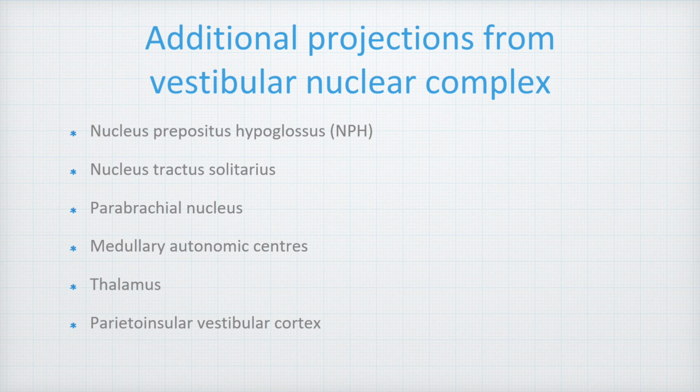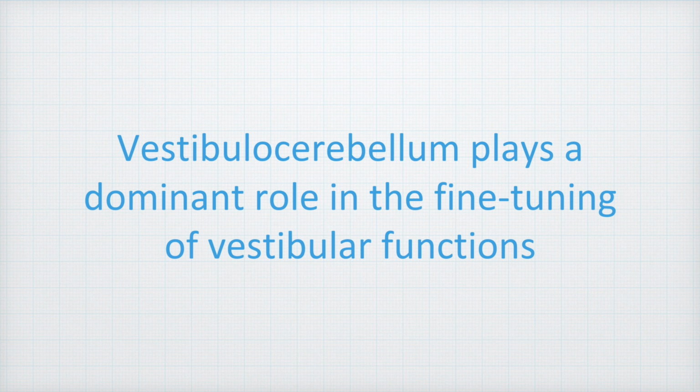Discussing them in greater detail falls within the domain of the neurologist, and I am just a humble otolaryngologist. As an otolaryngologist, all we need to remember is that the most important part of the brain which plays the dominant role in fine-tuning vestibular functions is the vestibulocerebellum.